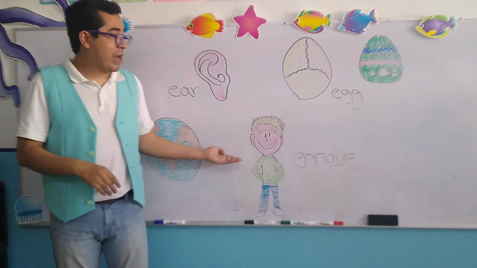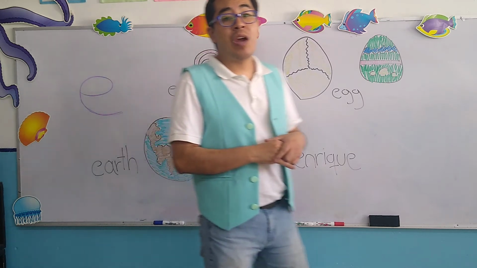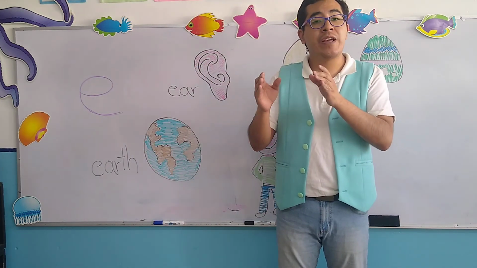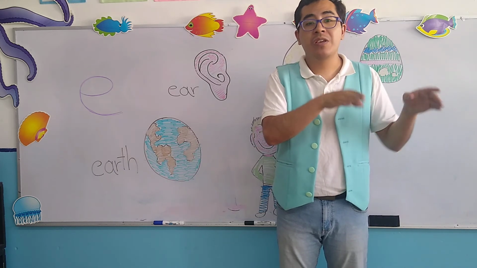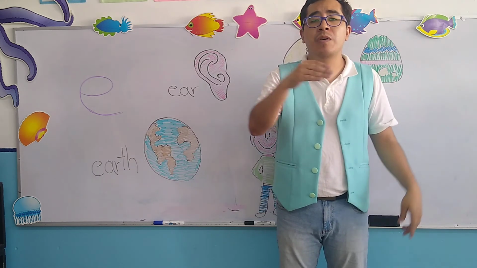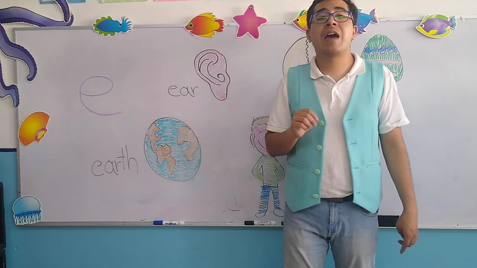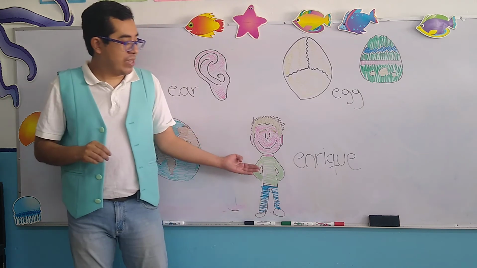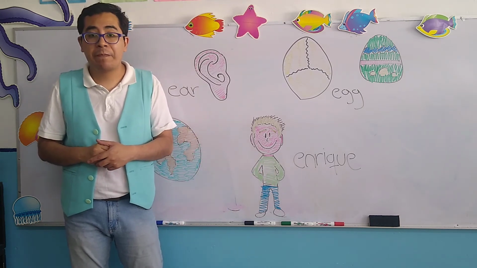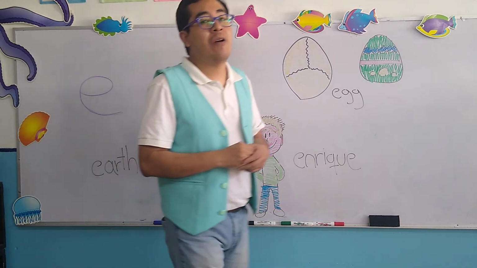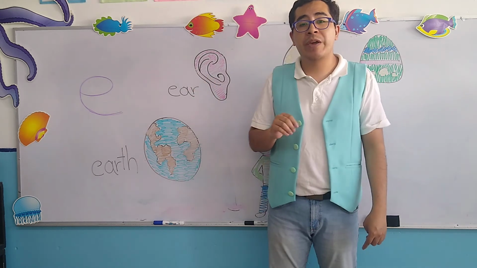Next to the Earth, we have Enrique. Now remember, letters are also associated with names of people. It's not just about objects, it's not just about animals, it's also about names of people. And in the case of small e, we have Enrique. So in this case, that's why I put a boy. The name of this boy is Enrique. Okay, very good.